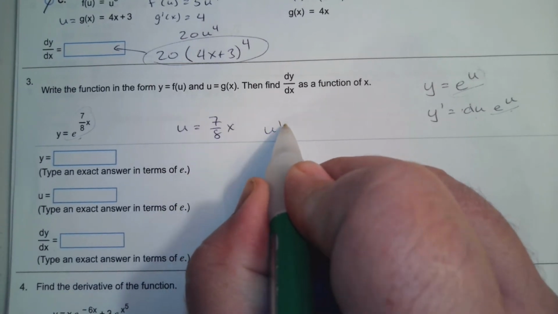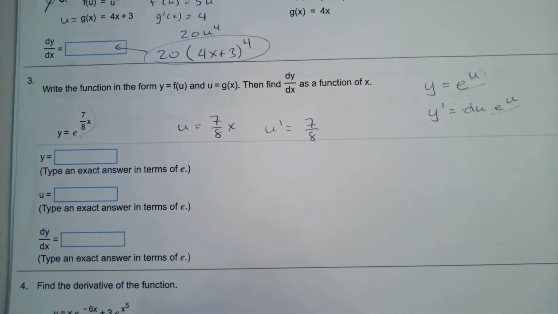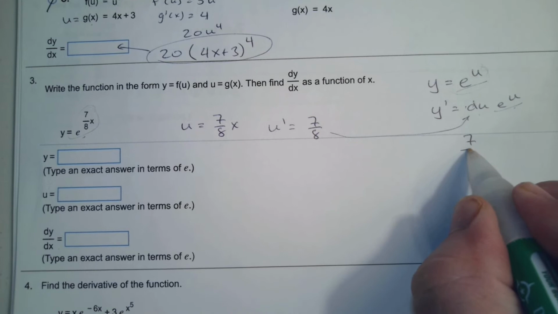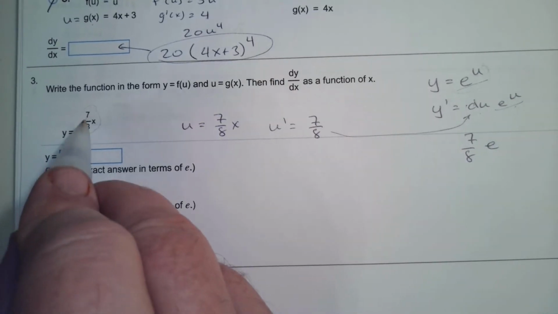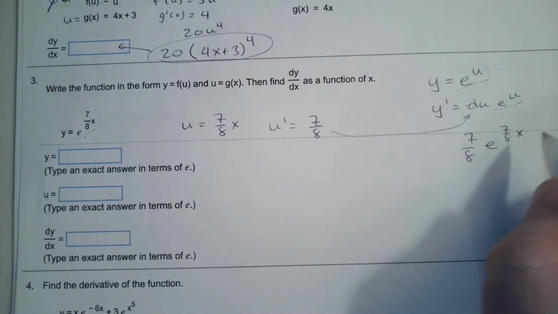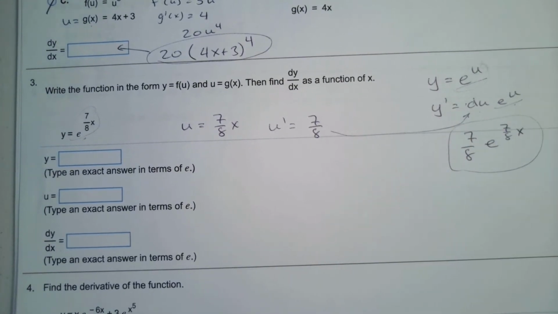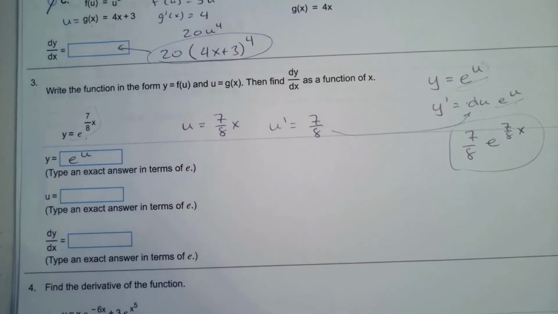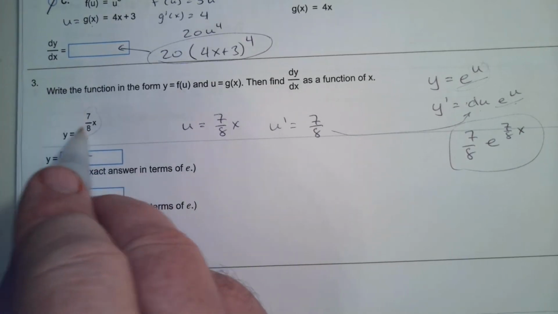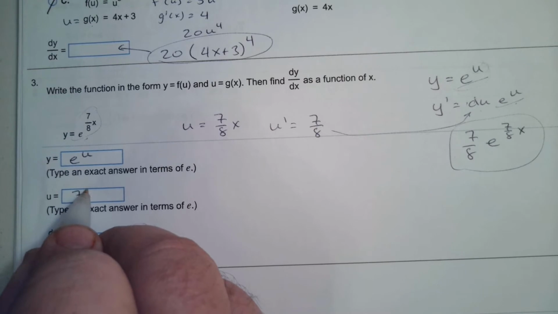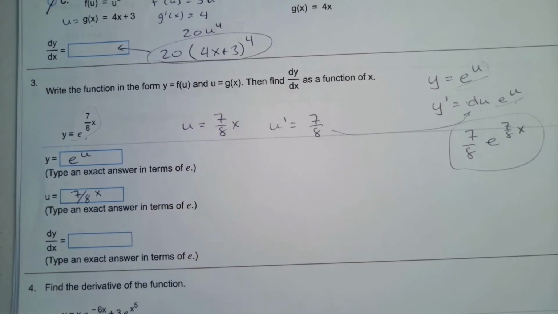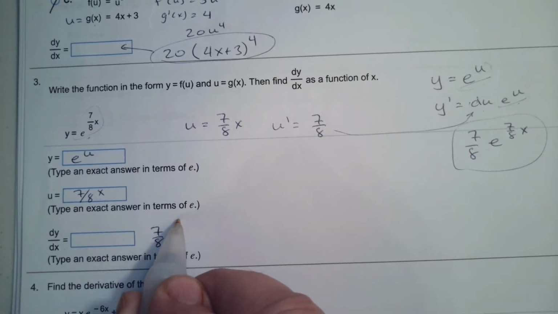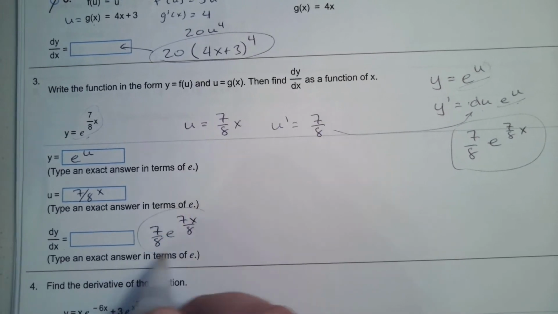So now we have to take the derivative of that, which is 7/8. So there's the du. So it's going to be 7/8 e to the 7/8x. There's a derivative. So y is e to the power u. And u is the exponent, since that's the part with the x in it, 7/8x. And the answer is 7/8 e to the 7x/8. There's the answer.